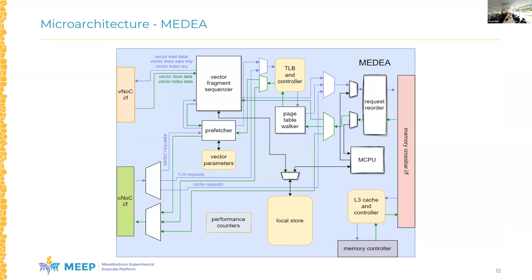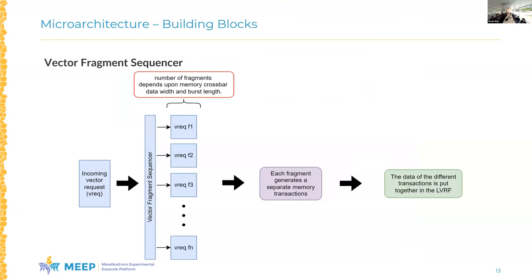So now, coming to the interfaces, the core elements that need to be addressed are the vector fragment sequencer, prefetcher, and MCPU. I think it's better to go into the vector fragment sequencer details. Here's the purpose of the vector fragment sequencer. The very basic idea is if you have a very long vector and you are bounded by the crossbar data width and bus length, you need to chop that vector into multiple pieces or fragments. So what the vector fragment sequencer is doing is taking the incoming request and chopping it down into multiple fragments.